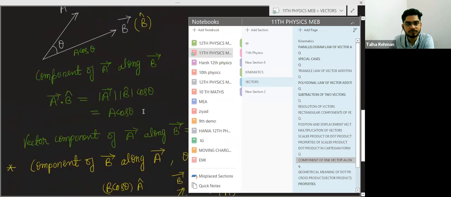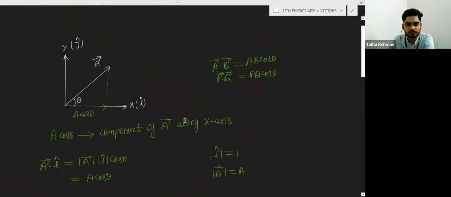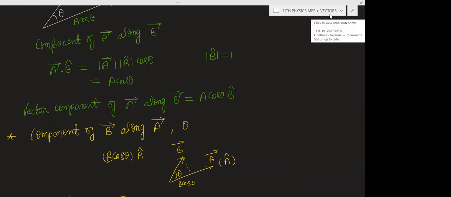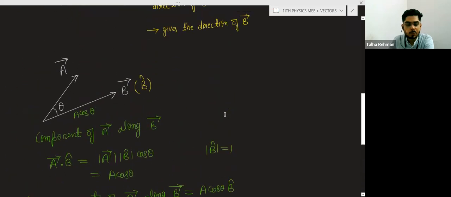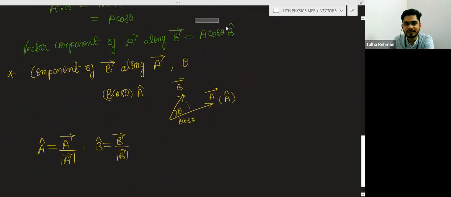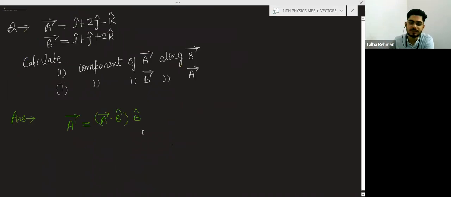Here also I think I have written the same thing. You can write it in this form also, a cos theta into b cap. A dot b, when you open this, will become ab cos theta, and this is the b cap vector. So A dash is the component of a vector along b vector. Remember this formula.